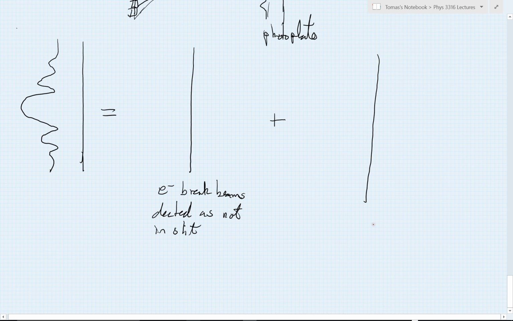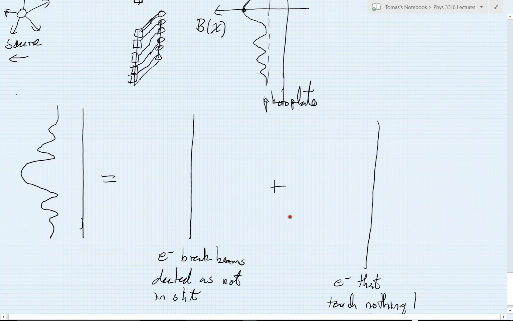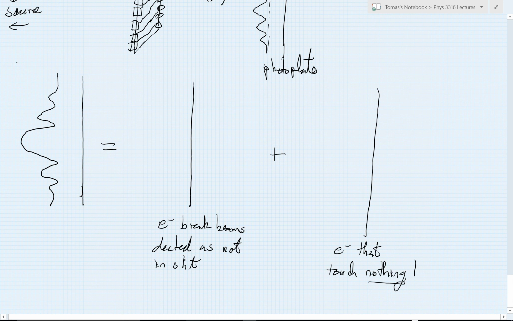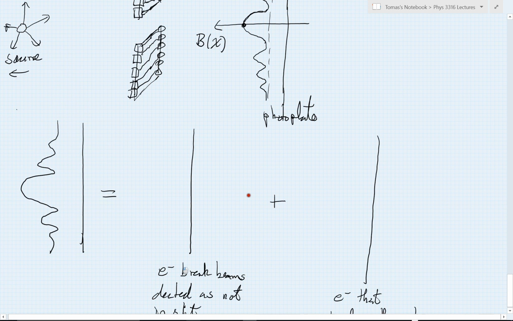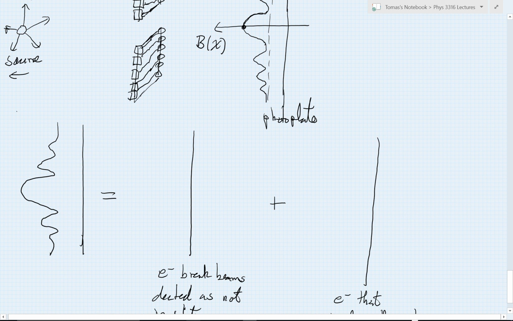And the other one is that electrons that, and this is key, touch nothing. Right? Nothing touched these electrons. They just sailed through. Any electron that hit a gamma ray, we will detect that event. So when the electron breaks the beams, they're detected as being not in the slit, they went through one of these other pathways. When they hit those gamma rays, they will scatter in all different directions. And so what they do is they end up producing this kind of even background on the plate. You get basically a constant value from them.